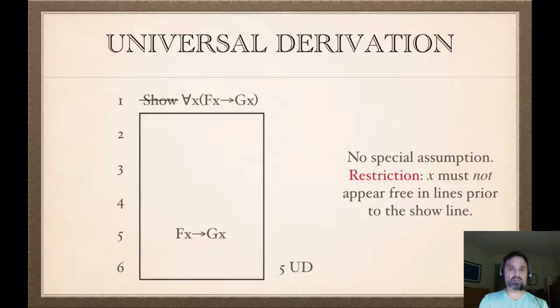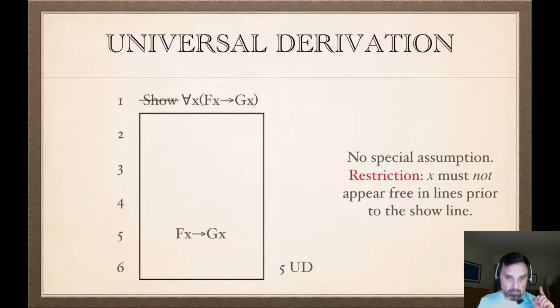Okay, so what would a universal derivation look like if it was complex? Well, you can do universal derivations for complex formulas. So if it's for all x, if Fx then Gx, then take off the universal, what are you left with? If Fx then Gx. So to do universal derivation here, you have to get if Fx then Gx, just like we see here.